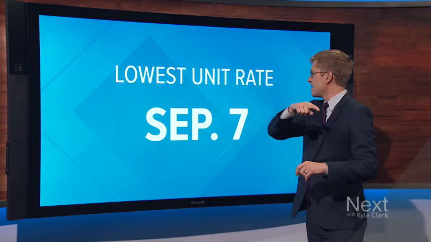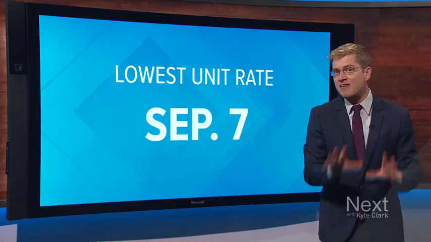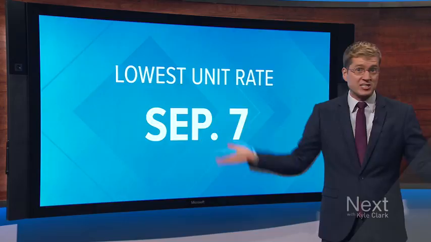September 7th, lowest unit rate day, they call it. That's 60 days before the election. And by federal regulations, at this time, candidates have the right to buy TV ads from stations like this one for the lowest possible price.